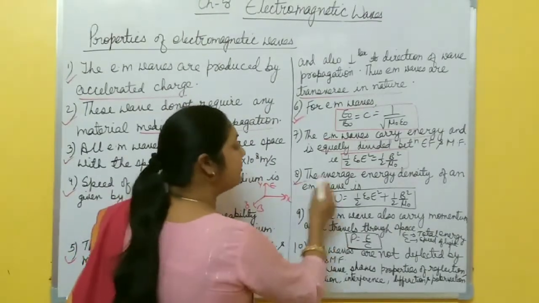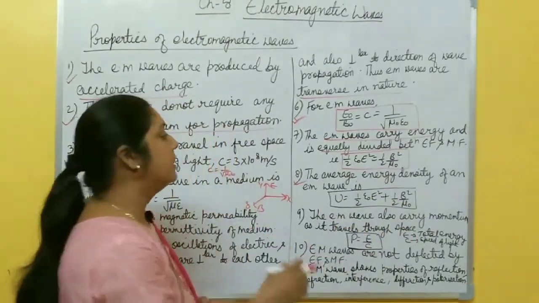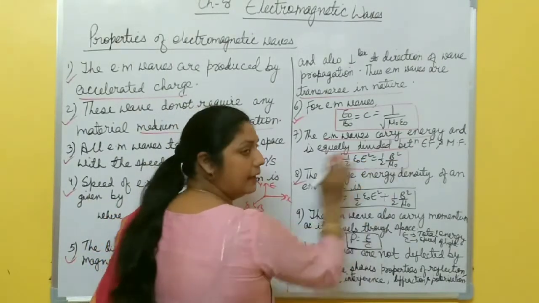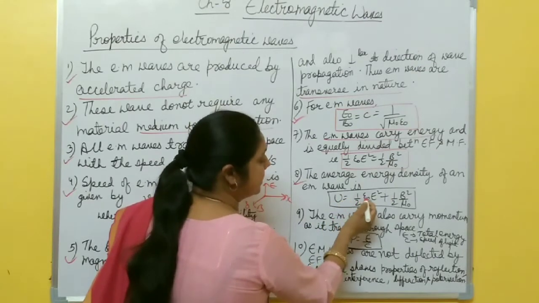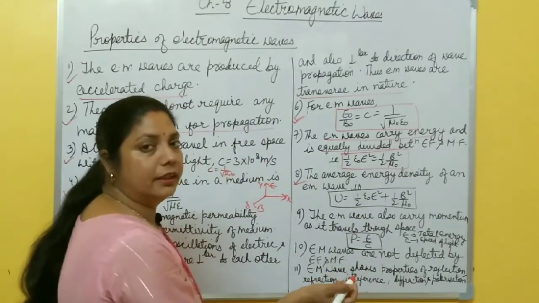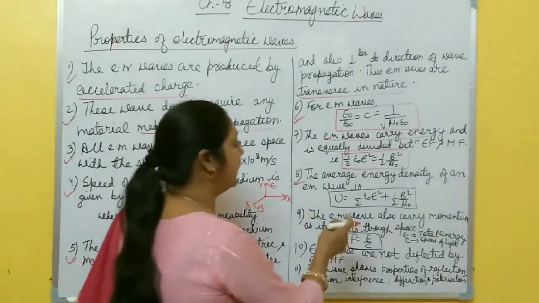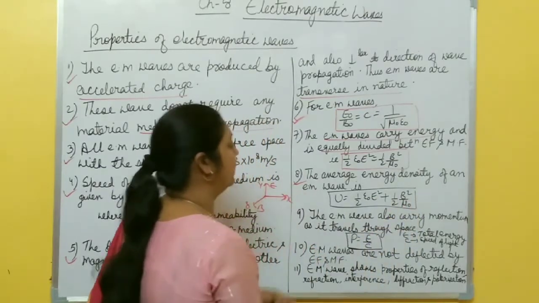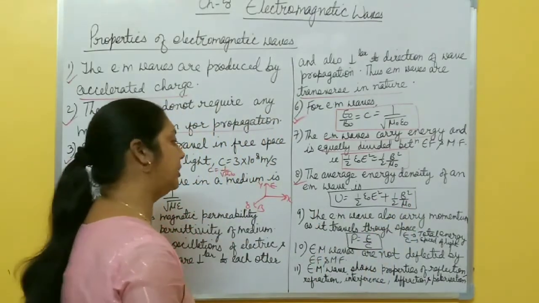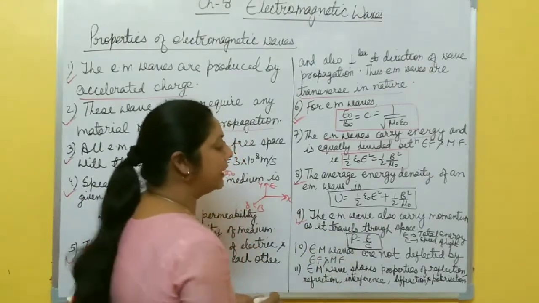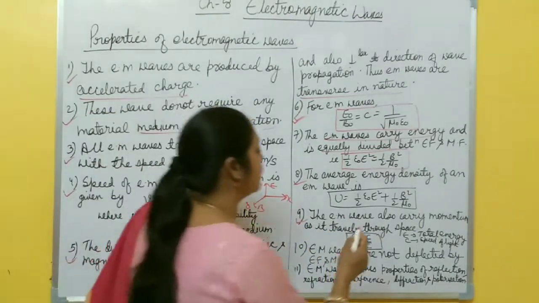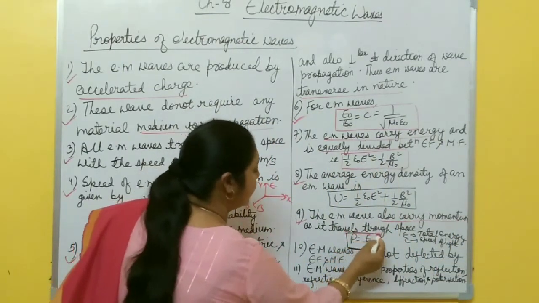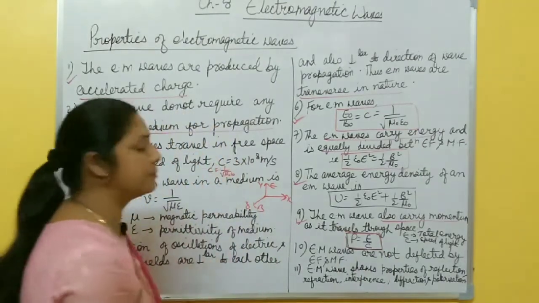Also, what is the average energy density of an electromagnetic wave? It is the sum of the energy density of the electric field and of the magnetic field. Energy density means energy per unit volume, right? So this is equal to half epsilon naught E square plus half B square by mu naught. This is the average energy density of an electromagnetic wave. Then next one, the electromagnetic wave also carries momentum when it travels through space, and this momentum p is equal to E by c, where E is the total energy and c is the speed of light.